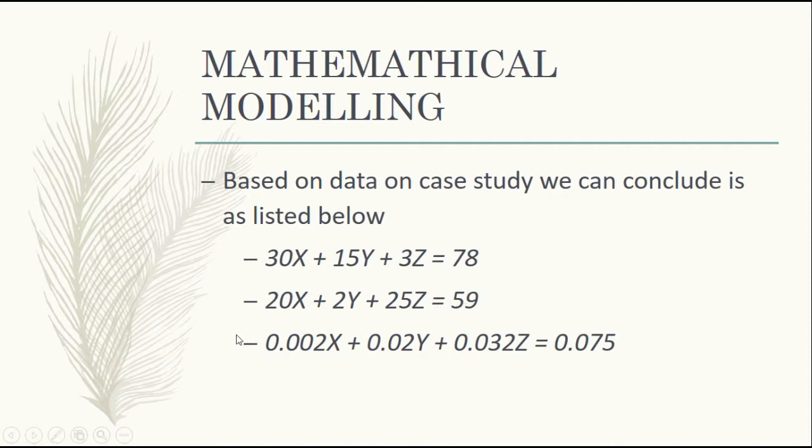And the last equation we have is 0.002x plus 0.02y plus 0.032z equals 0.075.